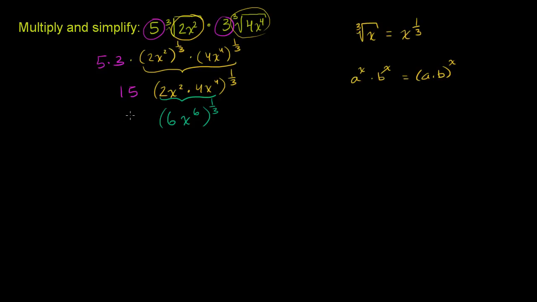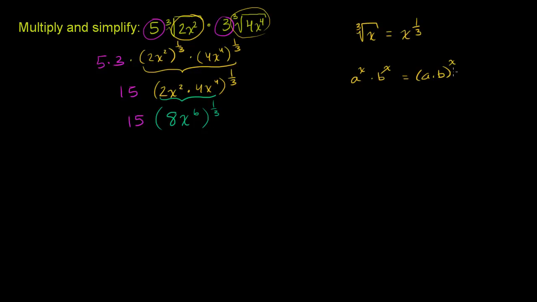Oh, sorry, not 6. 2 times 4 is 8. What am I doing? 2 times 4 is 8. I think my brain was adding the exponents and wrote the 6 down. Of course, 2 times 4 is 8, not 6. But we add the exponents, they have the same base. x squared times x to the fourth is x to the 6th. And we're going to raise that to the 1/3 power. And then all of that is times 15.